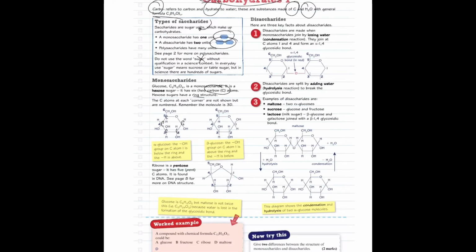So alpha glucose has the OH group at the bottom of carbon 1, and the hydrogen is above, whereas in beta glucose the hydroxyl group is on top of the carbon 1 atom and the hydrogen is on the bottom. Right, ribose is a pentose sugar, so it has 5 carbon atoms and it is present in DNA. Here it is.